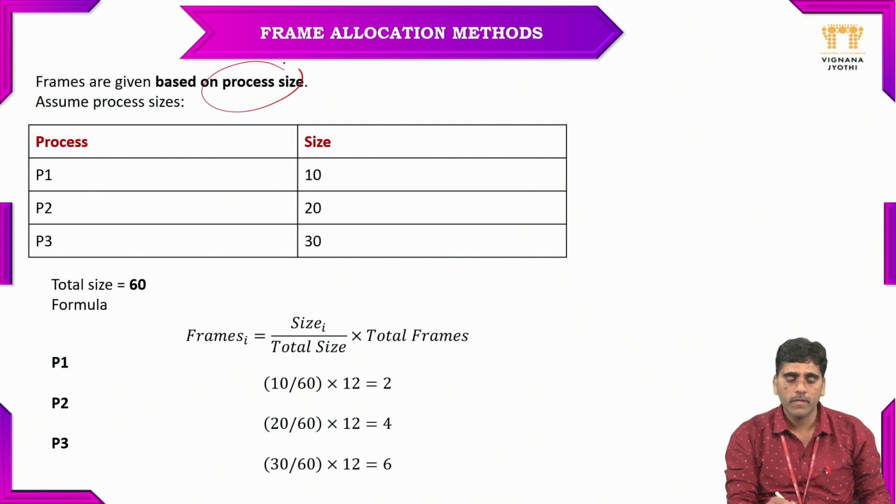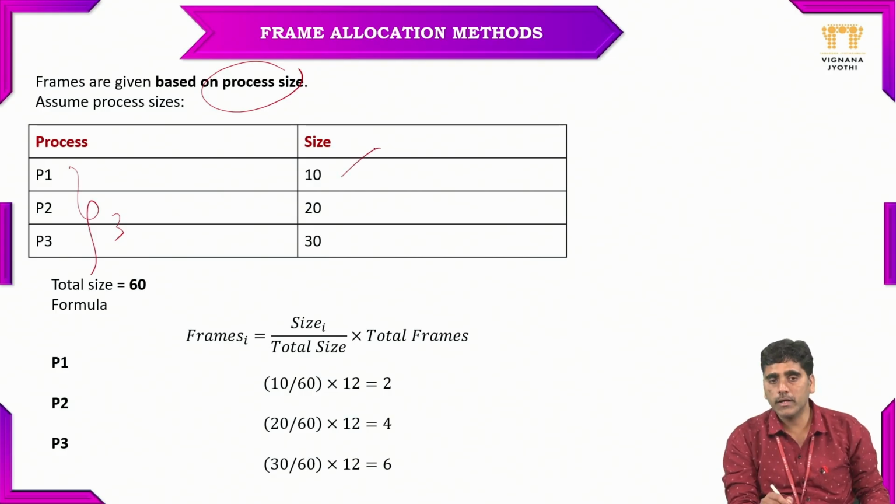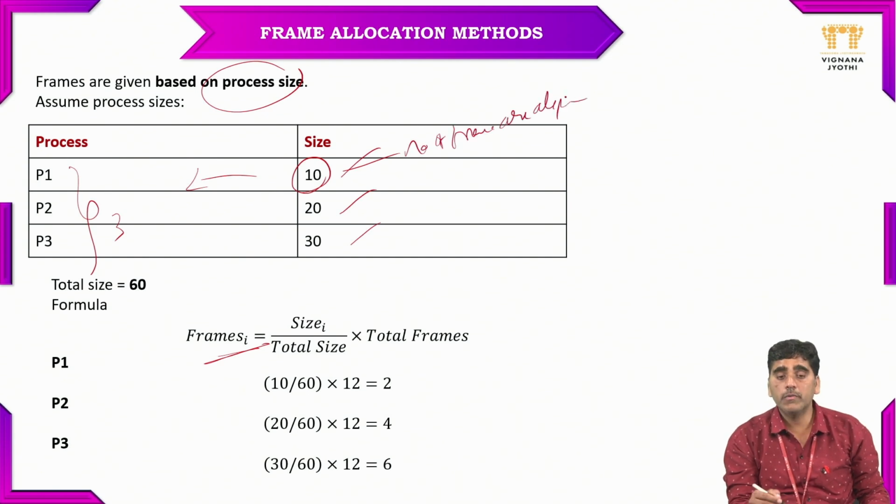So let us take an example. There are 3 processes available, with sizes: for process P1, 10 kb; for process P2, 20 kb; for process P3, 30 kb. So we have to apply the formula, frames equals, to find the number of frames for each process. Here 10 is the size for P1. How many frames are going to be allocated for this P1?